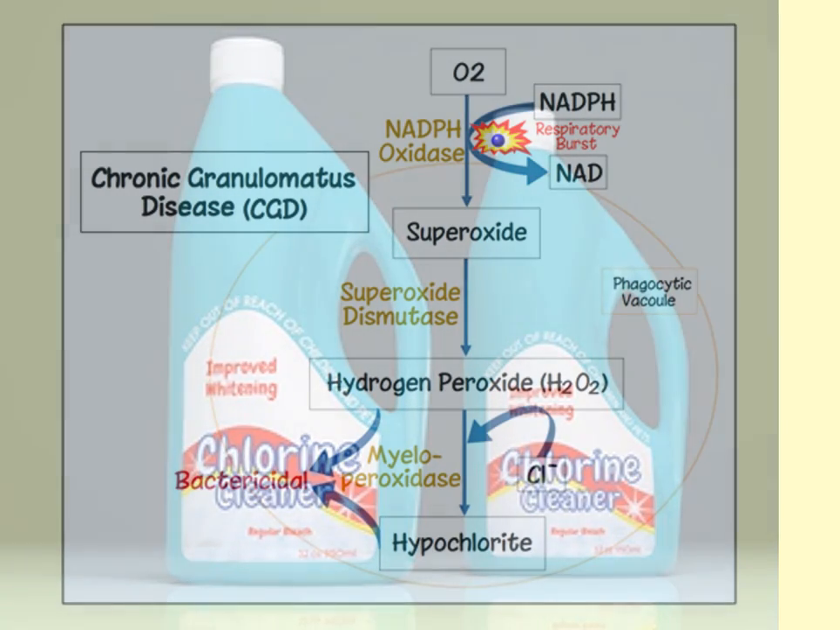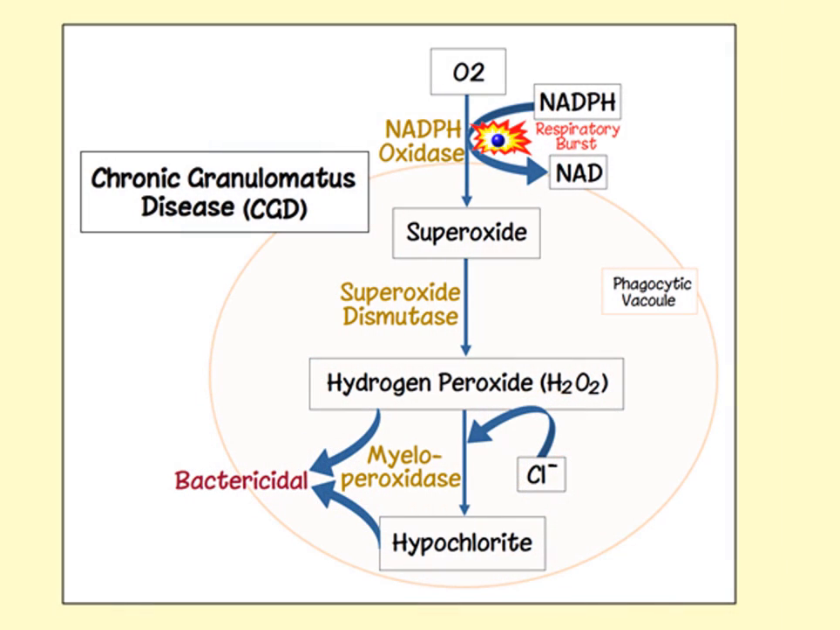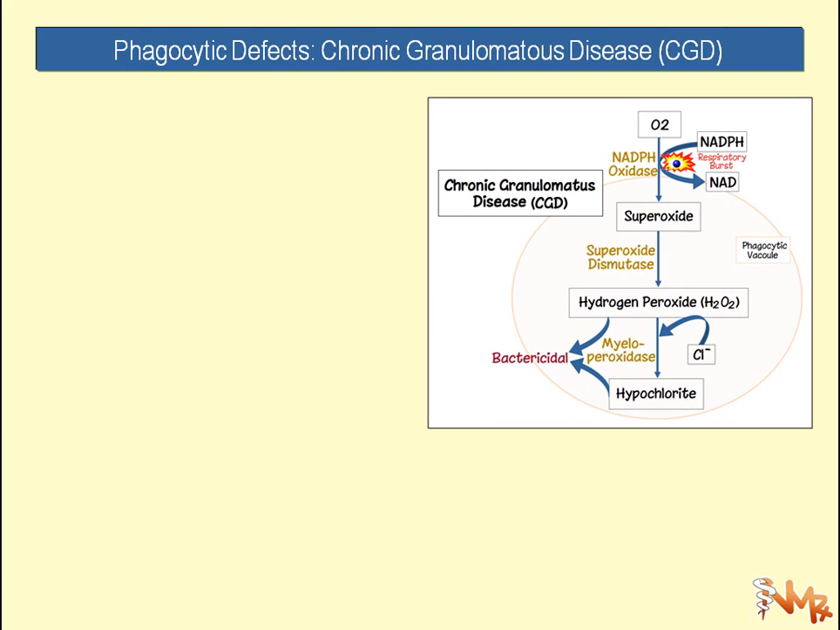Hypochlorite, you recall this compound from laundry bleaches, and pour it at the bacteria and you bleach out the bacteria. I want you to know that both hypochlorite and hydrogen peroxide have bactericidal effects. Let's go through must-know facts of the CGD together.